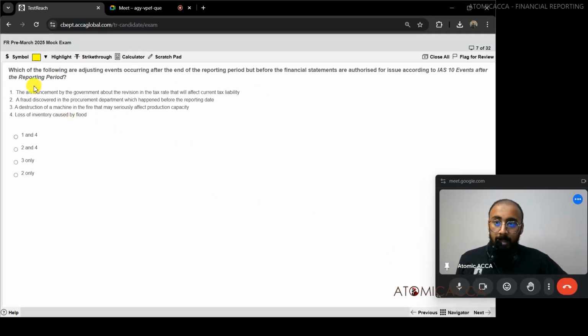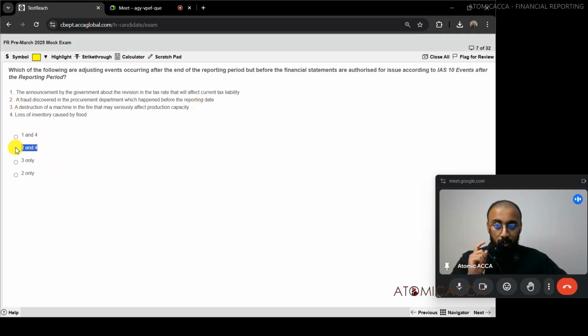Next one. Which of the following are adjusting events occurring after the end of the reporting period but before the financial statements are authorized for issue according to IAS 10? Now, announcement by the government about the revision in the tax rate that will affect the current tax liability. Announcement is happening post year end, so it's a new event, non-adjusting. A fraud discovered in the procurement department which happened before the reporting date. Fraud happened before, it was found out after. So there is a thing that is existing at the year end which they found out post year end, so it's an adjusting event. So 2 will be correct.